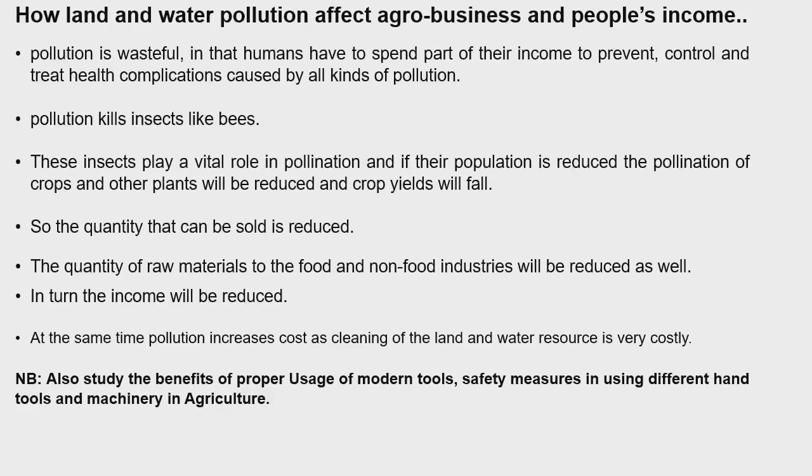Pollution also kills insects like bees. These insects play a vital role in pollination, and if their population is reduced, the pollination of crops and other plants will be reduced and crop yields will fall. So the quantity that can be sold is also reduced. The quantity of raw materials to the food and non-food industries will be reduced as well. In turn, the income will be reduced. So this is how water and land pollution, or just pollution in general, affect agribusiness and even people's incomes.